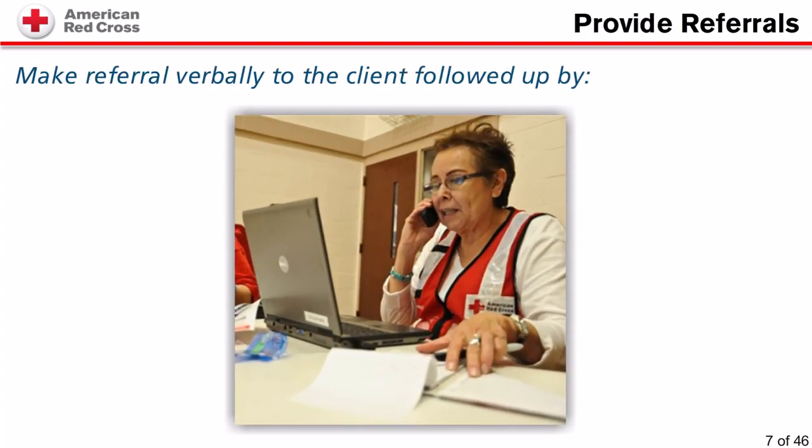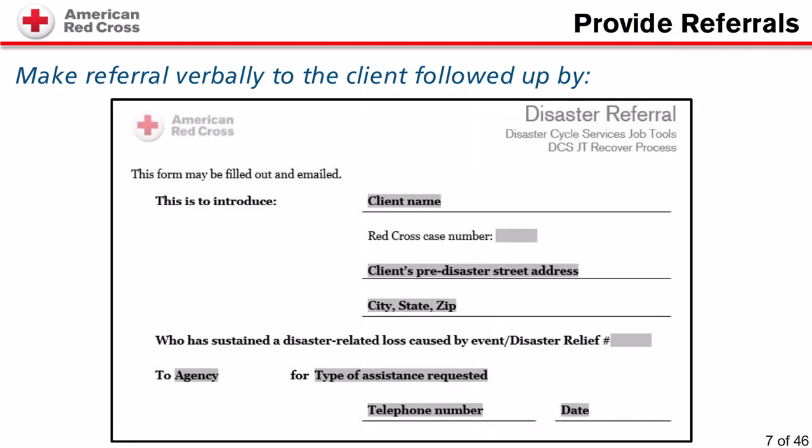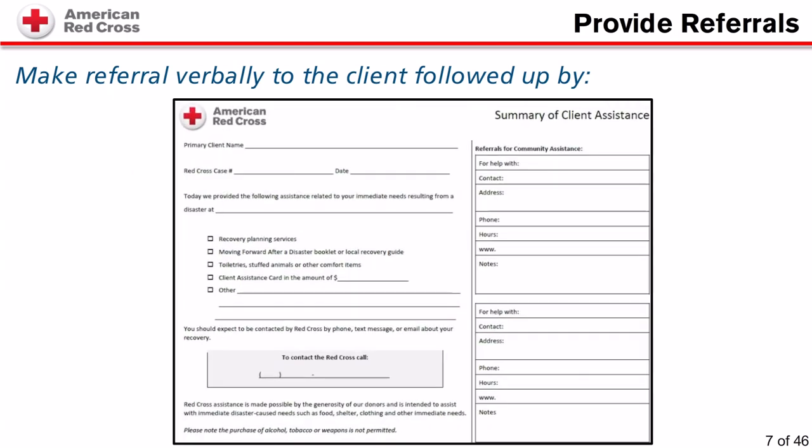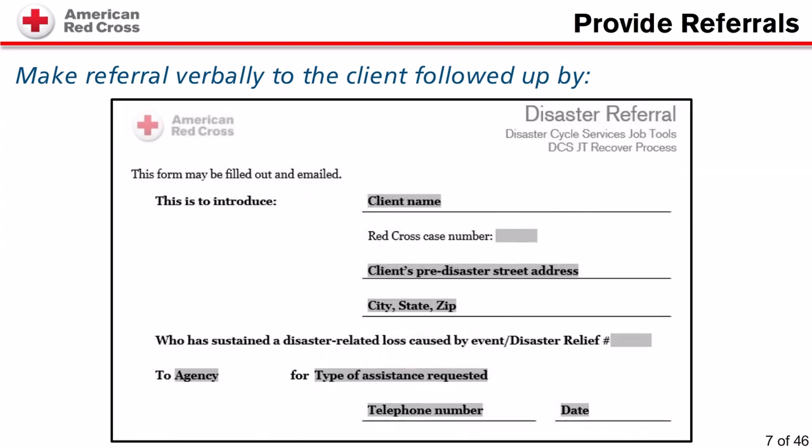Whenever you provide a referral to community assistance partners, government agencies, or another organization, it should be made verbally to the client. After discussing the referral options, provide the client with a disaster referral by email or the summary of client assistance when meeting with the client in person. The client may wish to let the organization know they are a Red Cross disaster client by showing the disaster referral form to the organization.